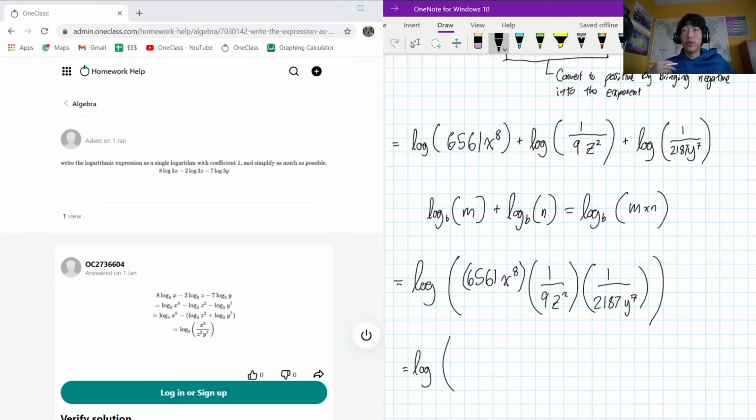So let's do the real numbers that we have so far. So we do 6561 divided by 9 divided by 2187. And this gives us 1/3 multiplied by x to the 8 over z squared y to the power 7. Okay, so I suppose we could write it like this. And we don't really need the 1 up here, so this will be our final answer.